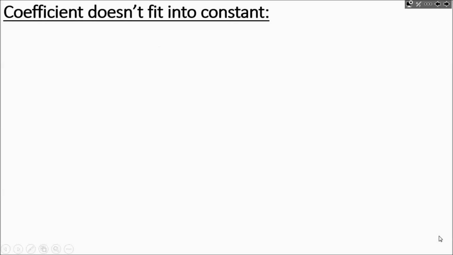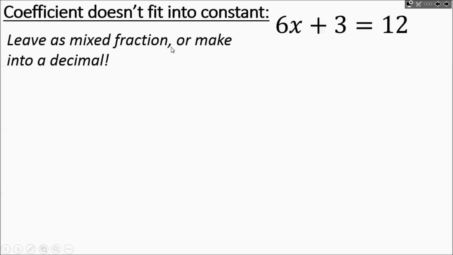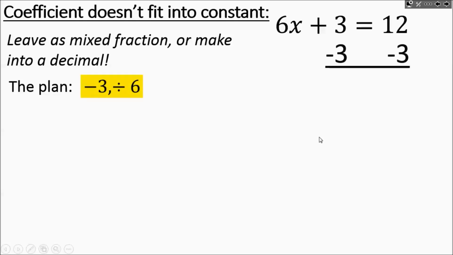Finally, a coefficient that doesn't fit into the constant, something that doesn't divide nicely. So we have a problem like this. When you work these types out, you're going to leave your answer either as a mixed fraction or make it into a decimal. So in this case, the plan is going to be to subtract 3 and then divide by 6. So I'm going to subtract 3 from both sides, leaving the 6x by itself. And then over here, 12 minus 3 is 9. From here, I'm going to divide both sides by 6.